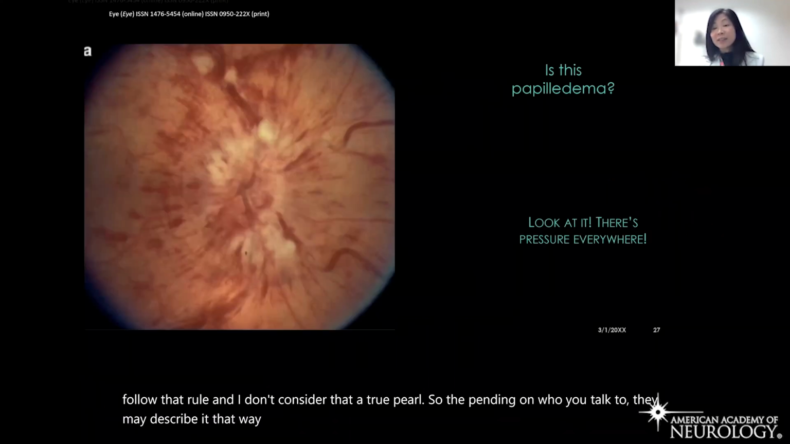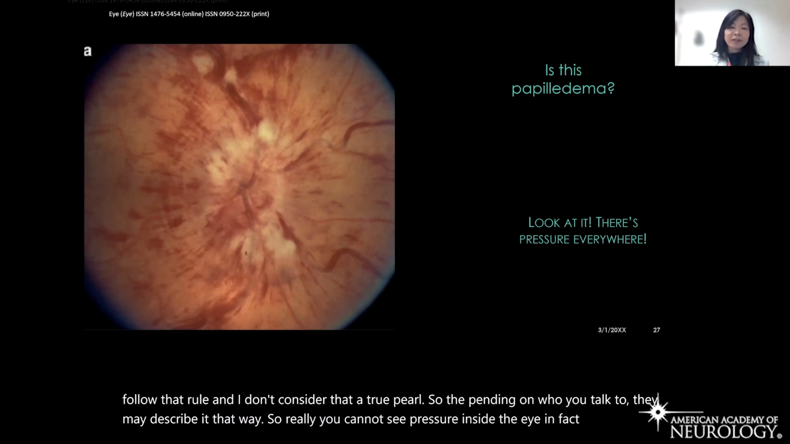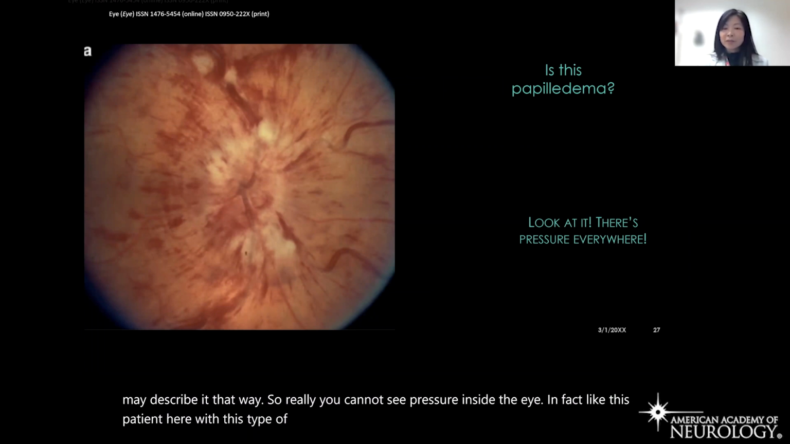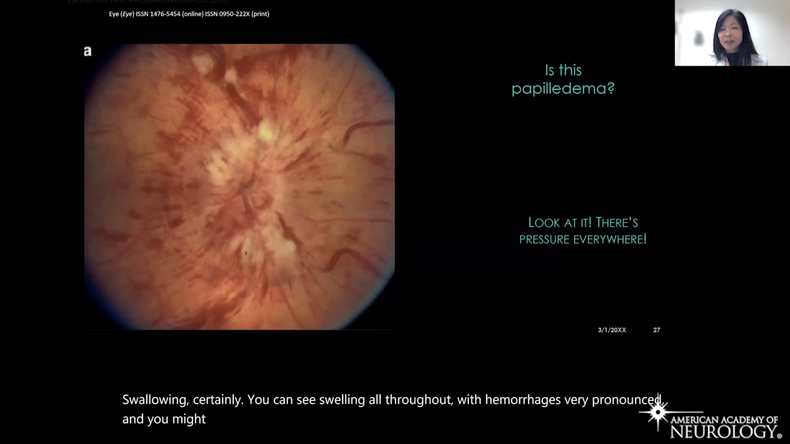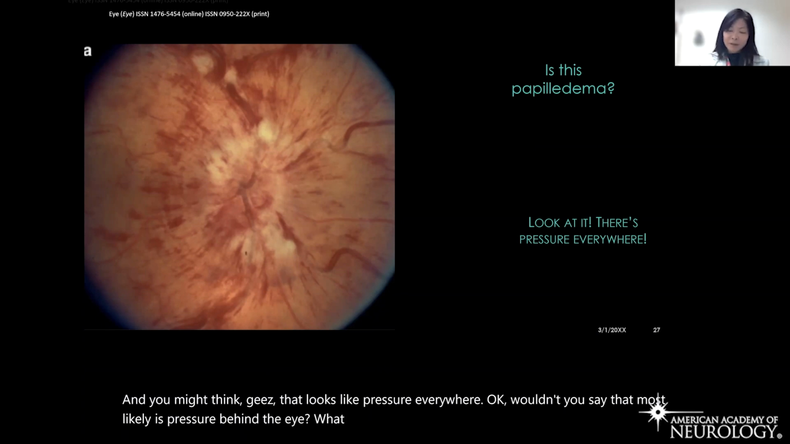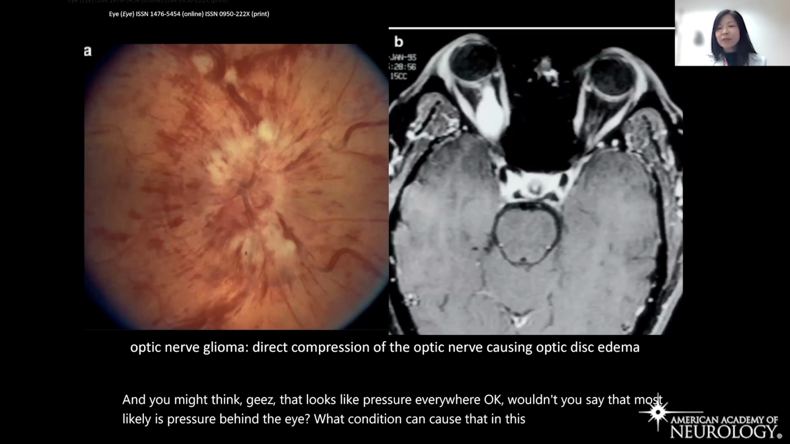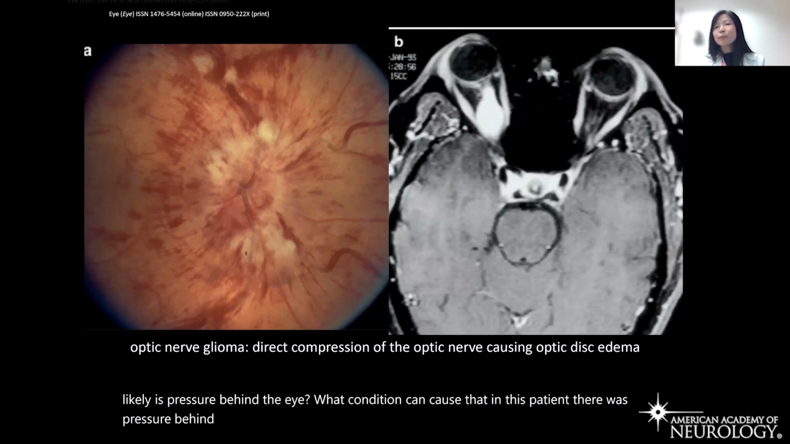So really, you cannot see pressure inside the eye. In fact, like this patient here with this type of swelling, certainly you can see swelling all throughout with hemorrhages, very pronounced. And you might think, geez, that looks like pressure everywhere. Wouldn't you say that most likely is pressure behind the eye? What condition can cause that? Well, in this patient, there was pressure behind the eye, but this pressure is not increased intracranial pressure.